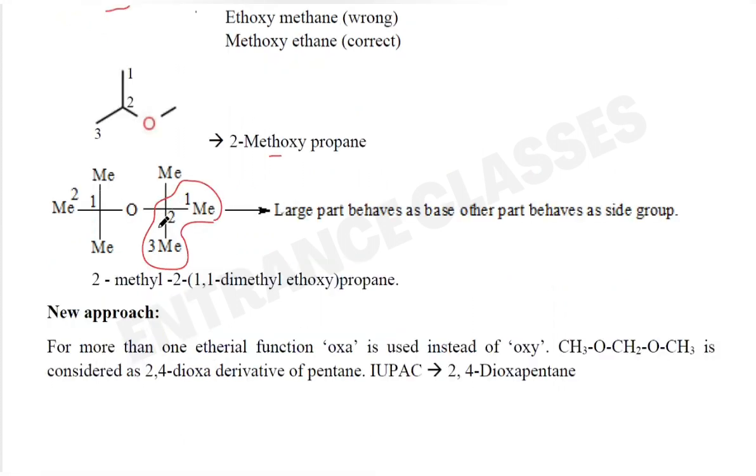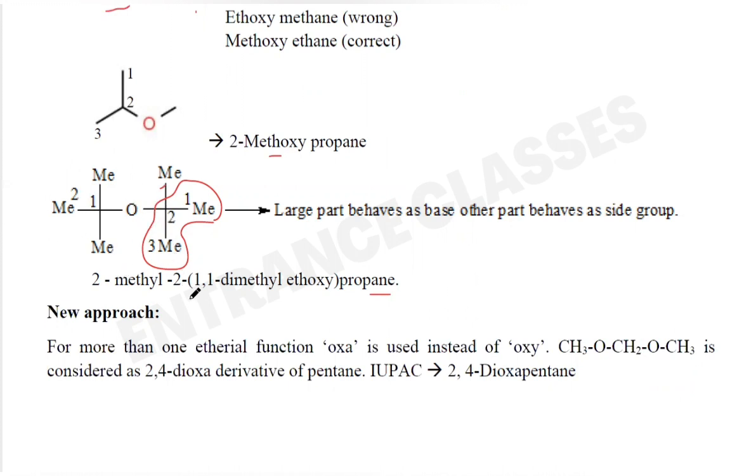In this case, this is the base part. 2 position is linked with methyl, 2 position linked with this one. So this part should be named in another IUPAC system within a bracket. So the named carbon should be 1. So that group will be 1,1-dimethyl ethoxy, and it is linked with 2 and another side group. So the technique is 2-methyl first prefix, 2 within the bracket. This is the IUPAC, 1,1-dimethyl ethoxy, base is 3 carbon, that is propane. So this methyl is the side group, this whole group is the side group, and both are linked with 2 carbon.